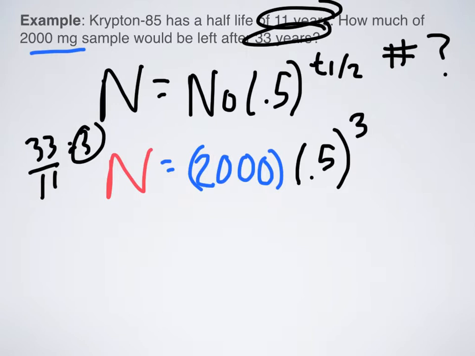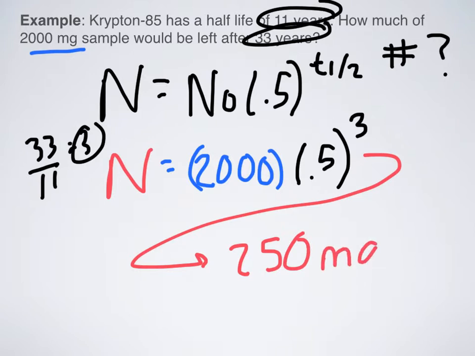So in my calculator, I would put 2,000 times 0.5 raised to the third power. When you do that, you get 250 milligrams. That's how much would be left. Why does that make sense? If I start with 2,000, after 1 half-life, I would have 1,000 left. After 2 half-lives, I would have 500 left. After 3 half-lives, I would have 250 milligrams left.